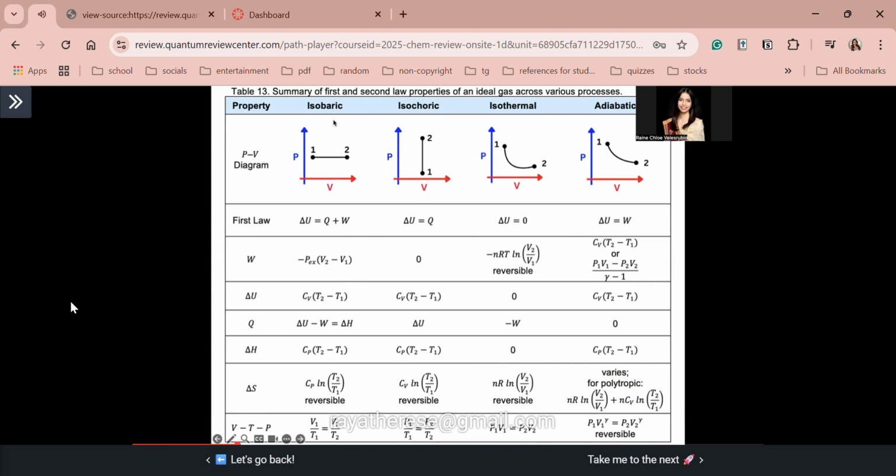Okay? I know guys, di ba? Ang napakaraming kailangang i-memorize. But of course, kayang-kaya niya. Basta alam niyo yung mga definitions ng mga various processes natin. Okay? So let's proceed. Ma'am, how did you get the equations for the change in entropy?